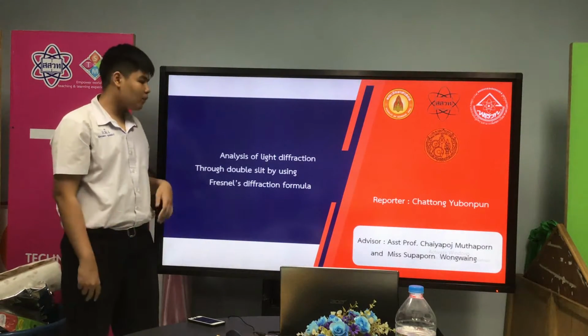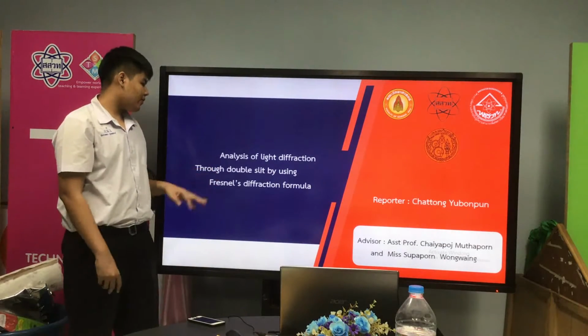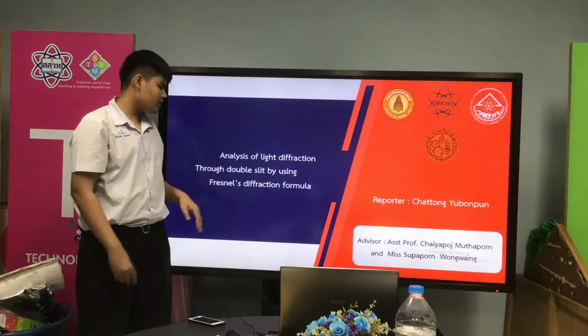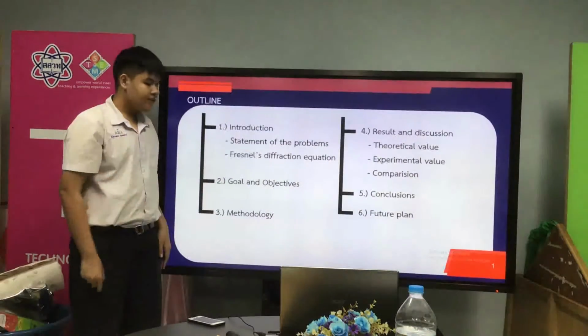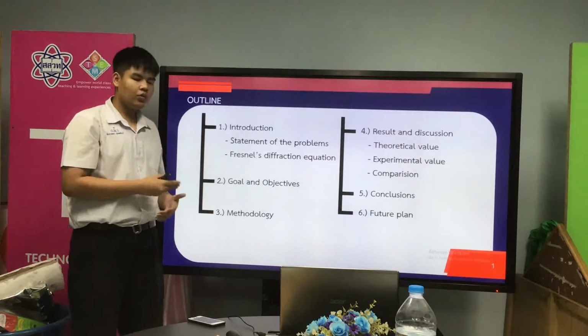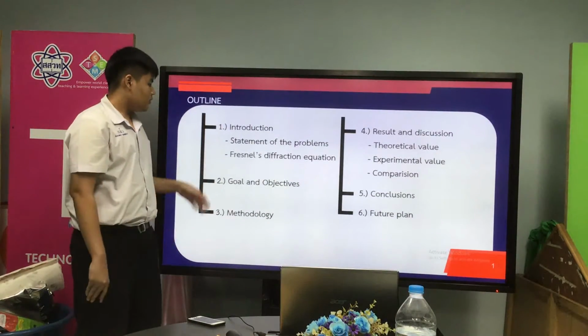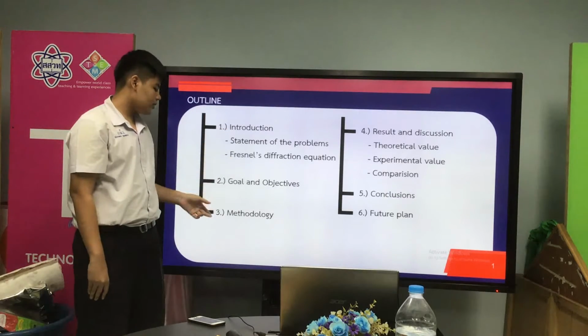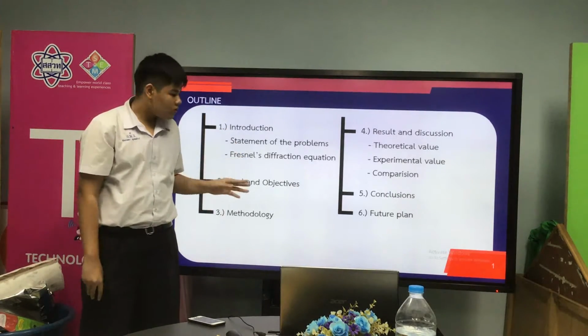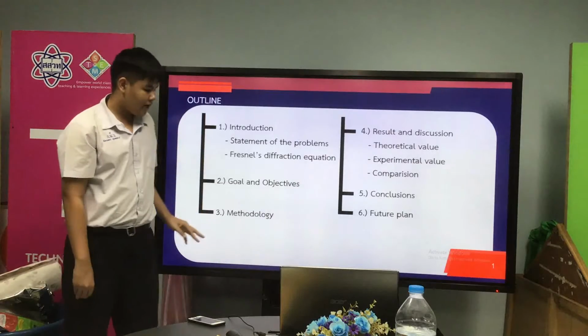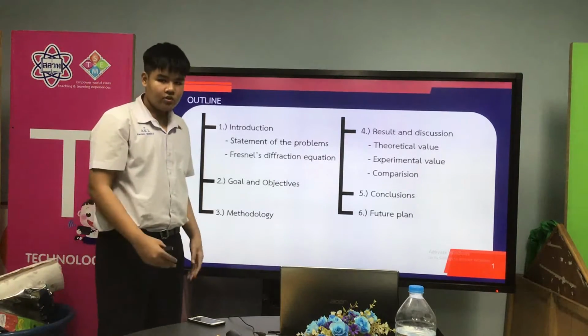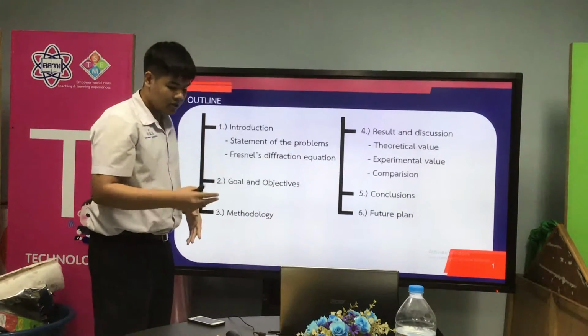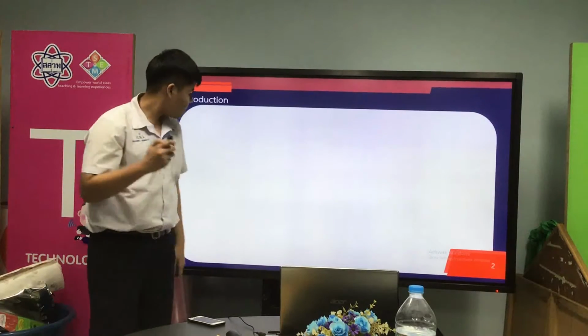Today I'm going to present my project about the analysis of the light diffraction through the double slit by using the Fresnel diffraction formula. First, I will show my outline, the sequence of our presentation. First is the introduction, then goal and objective, methodology, and lastly the future plan. If you don't mind, I will leave the questions until the end of our presentation.